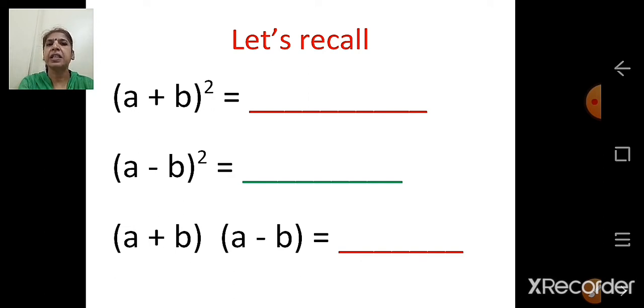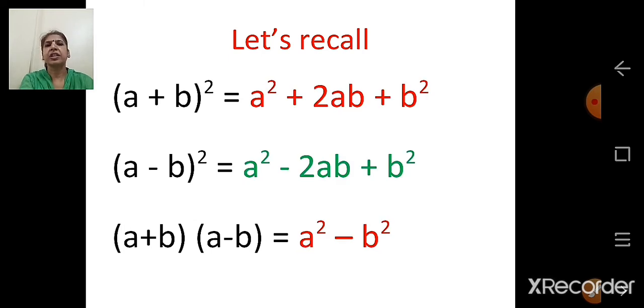Write the answer. (a plus b) the whole square is equal to a square plus 2ab plus b square. Next is (a minus b) the whole square. Write the answer, children. It is a square minus 2ab plus b square. Third one is (a plus b) the whole bracket multiplied by (a minus b), and the answer is a square minus b square.